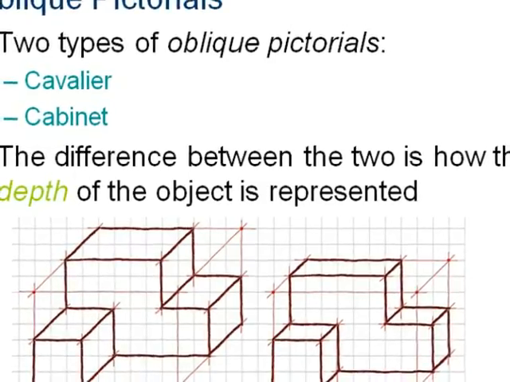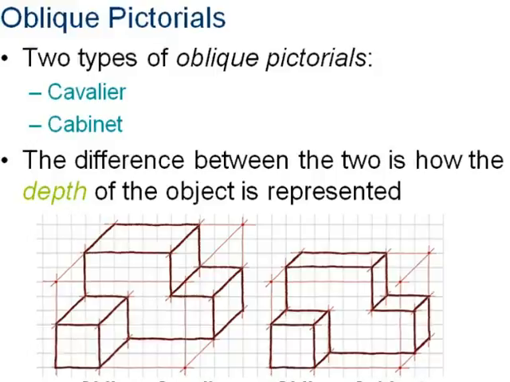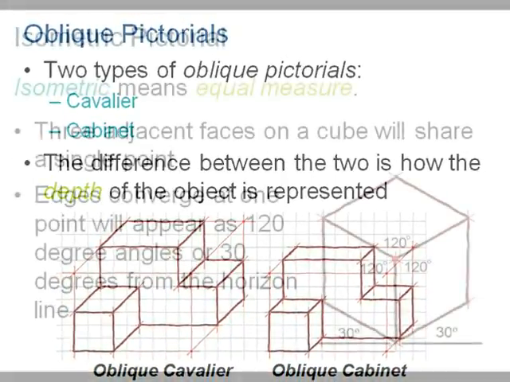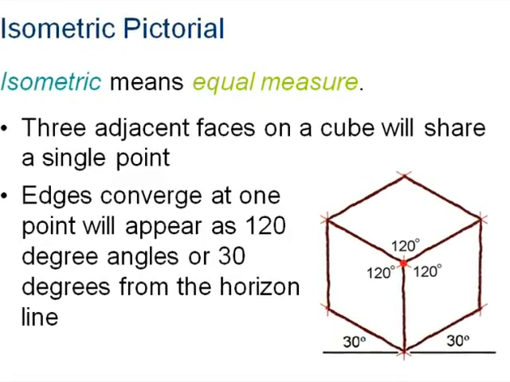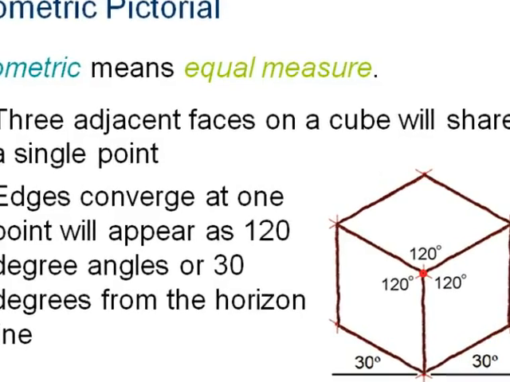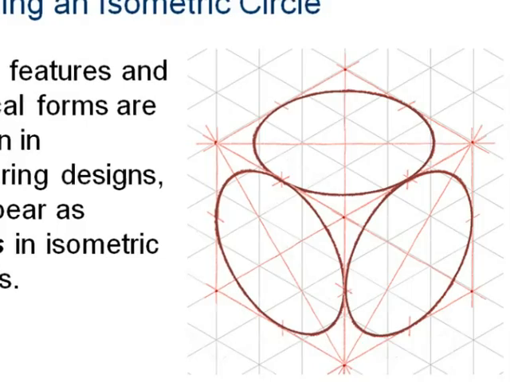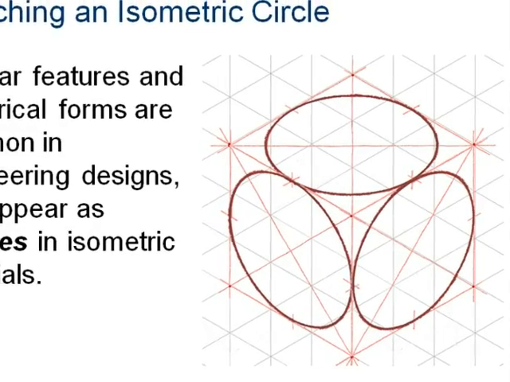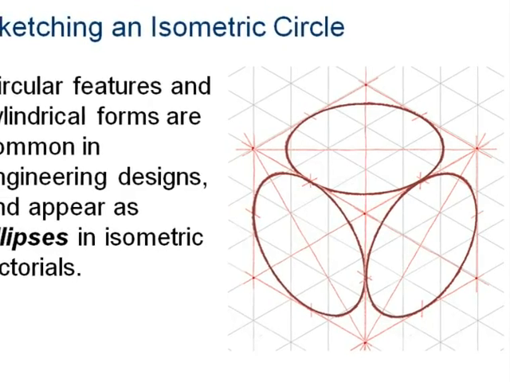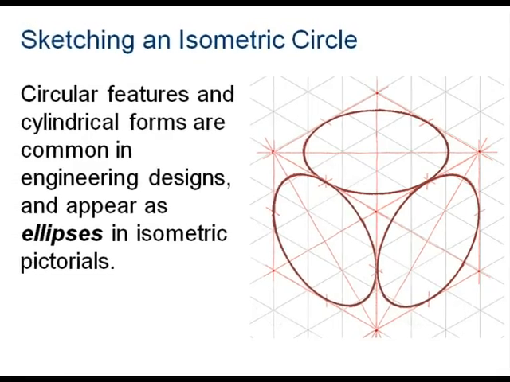This is oblique pictorials. The two types of oblique pictorials are cavalier and cabinet. The difference between the two is how the depth of the object is represented. This is an isometric pictorial. Isometric means equal measure. There are three adjacent faces on a cube, which will share a single point. When sketching an isometric circle, the circle features and cylindrical forms are common in engineering designs and appear as ellipses in isometric pictorials.